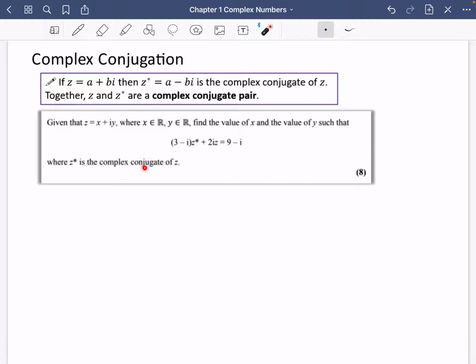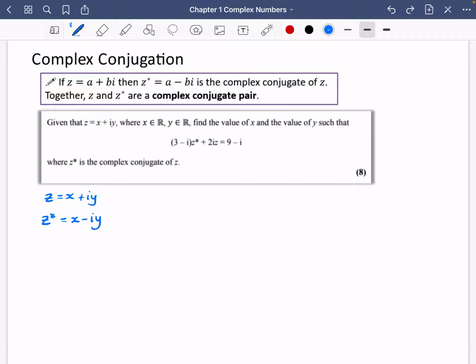And z star is the complex conjugate of z. So they've told us that z is equal to x plus iy, which means z star, or z conjugate, is x minus iy. Sometimes they write iy. If you want, you could write yi. Just the traditional way is to write iy. I'm not quite sure why.